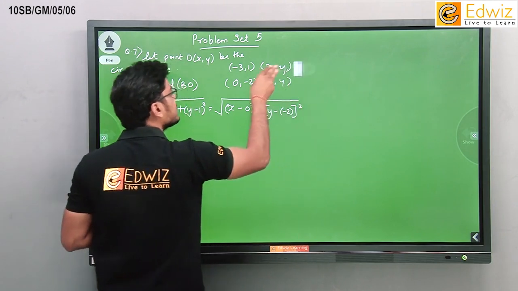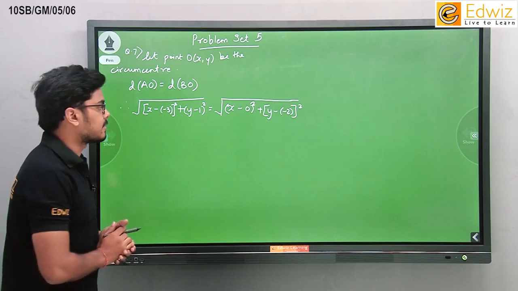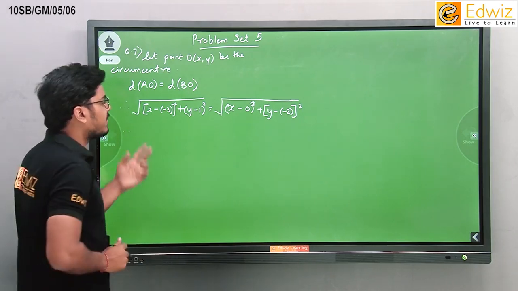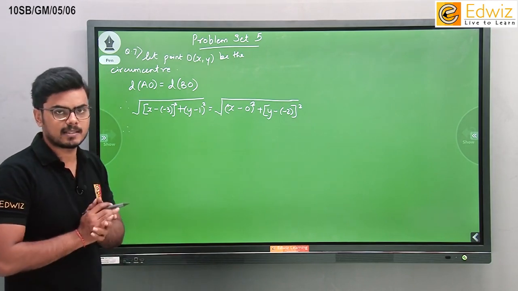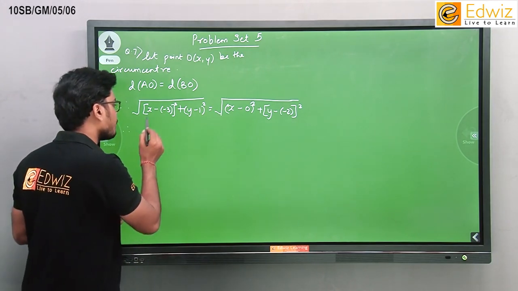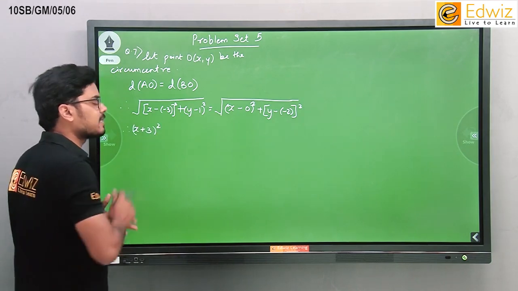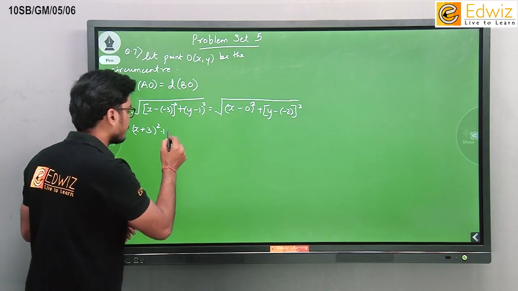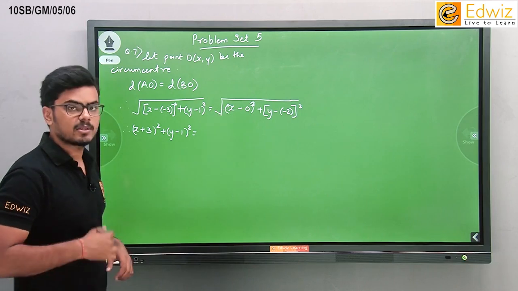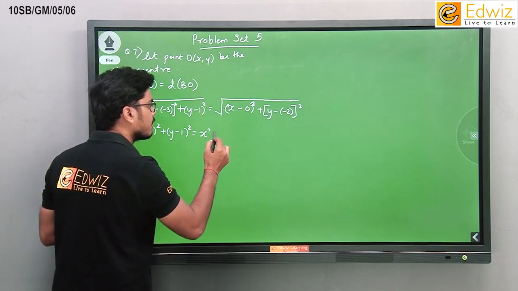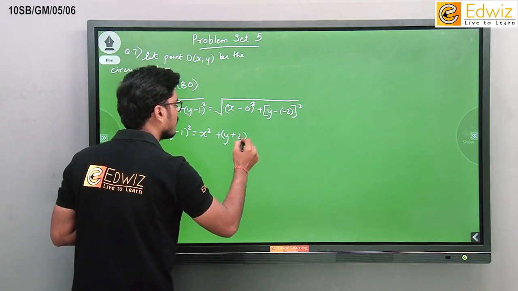So I'll erase the points now. We are equating these two distances. So this is going to be equal to, we can remove the square root from both sides. Squaring both sides किया तो square root हट जाएगा. Correct? So this will be equal to x plus 3 the whole square, y plus minus will become plus y minus 1 the whole square equal to x minus 0 is just x, so x square plus this will be y minus plus 2 the whole square.